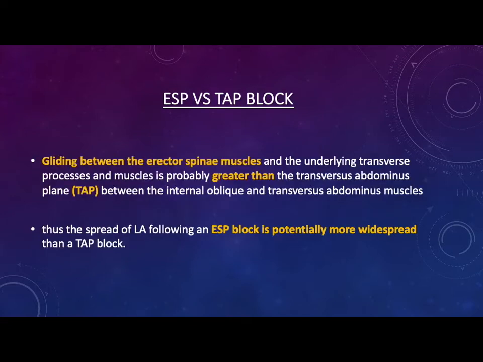So this is the comparison between the ESP and TAP block. Because the gliding between the erector spinae muscles is greater than in TAP, the spread of LA following an ESP block is potentially more widespread compared to TAP block.